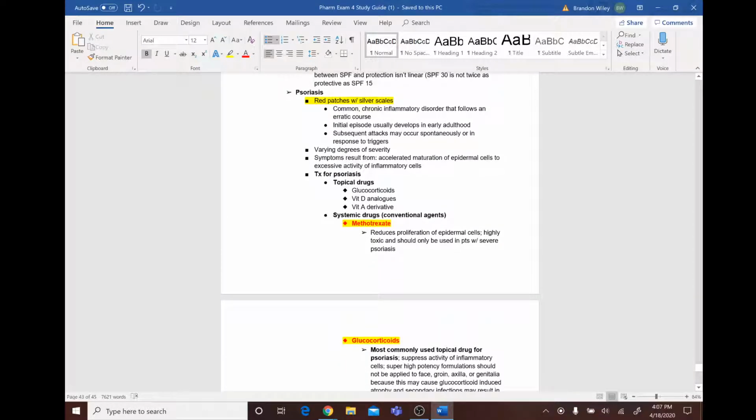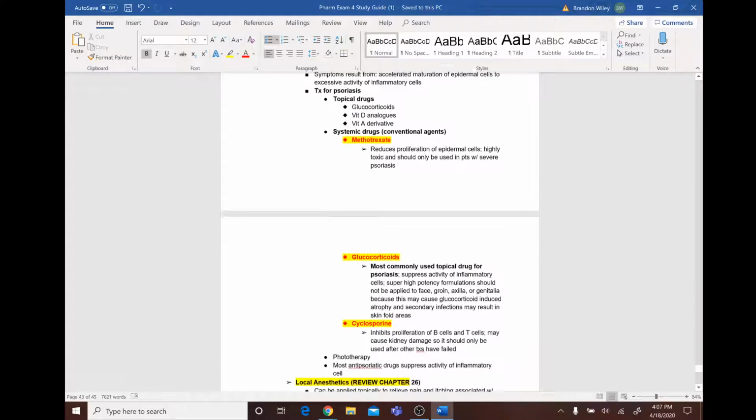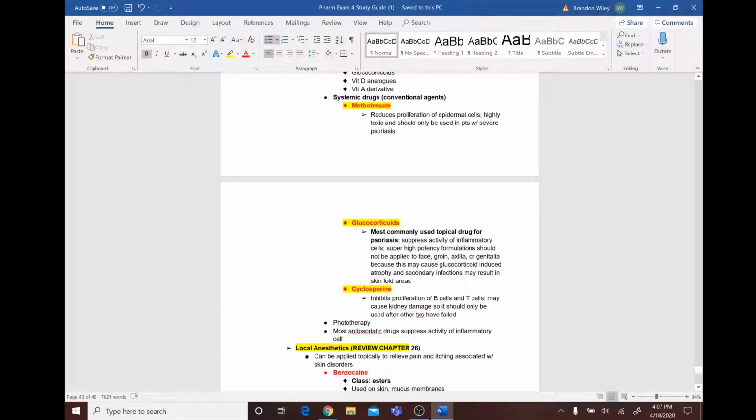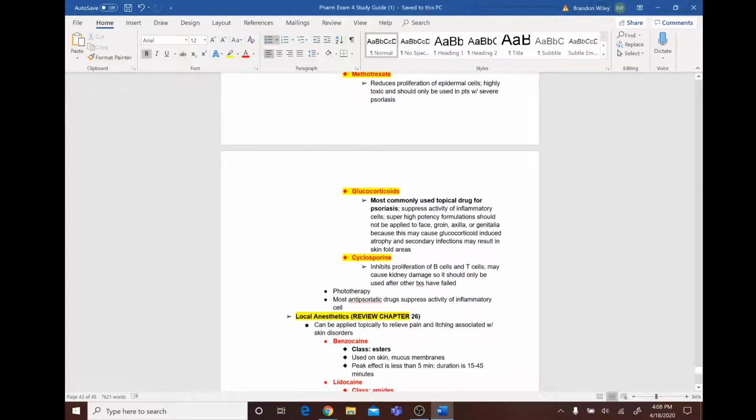Alright, why do we use methotrexate for psoriasis? Reduces proliferation of epidermal cells, but is highly toxic and should only be used in severe psoriasis. Why do we use glucocorticoids with psoriasis? It's the most commonly used one. It suppresses activity of inflammatory cells. It's a super high potency formulation. Should not be applied to face, groin, axilla, or genitalia because it may cause atrophy and secondary infection may result.